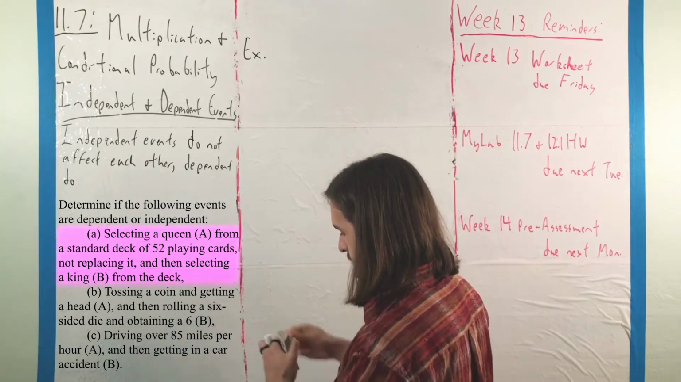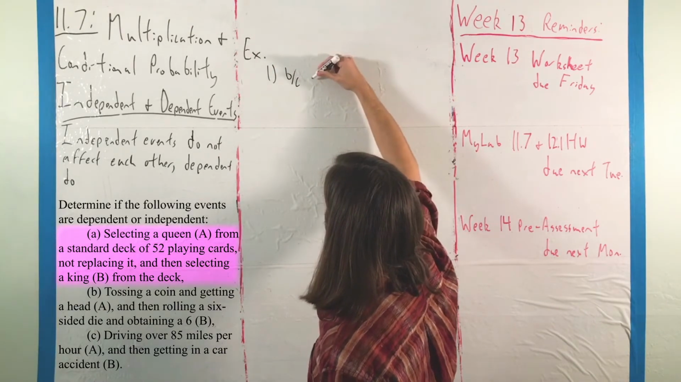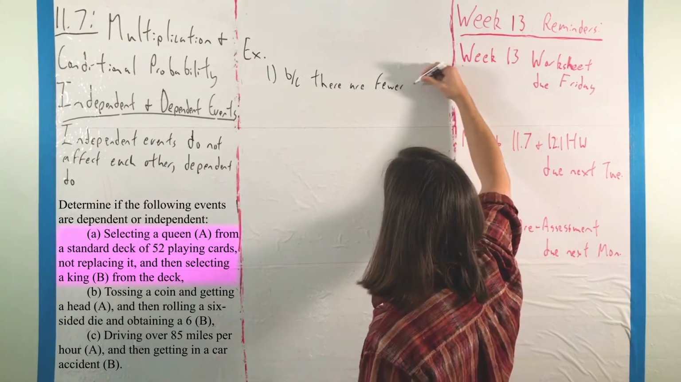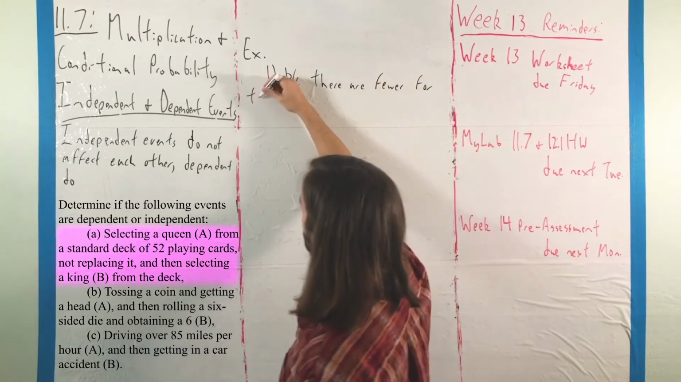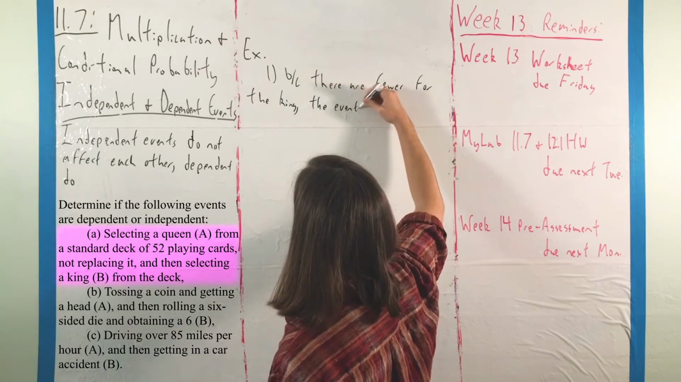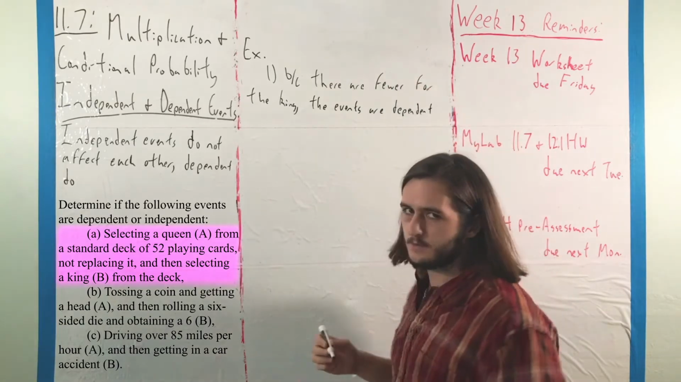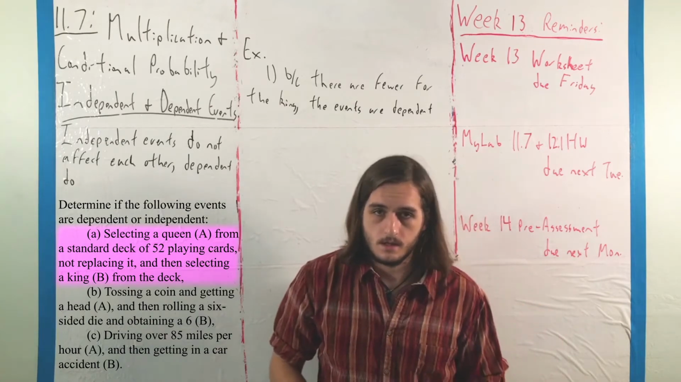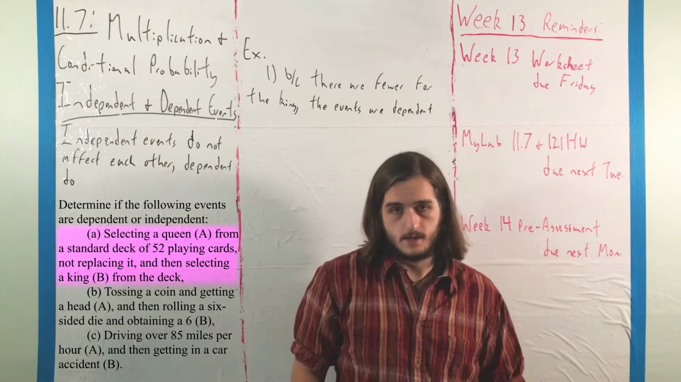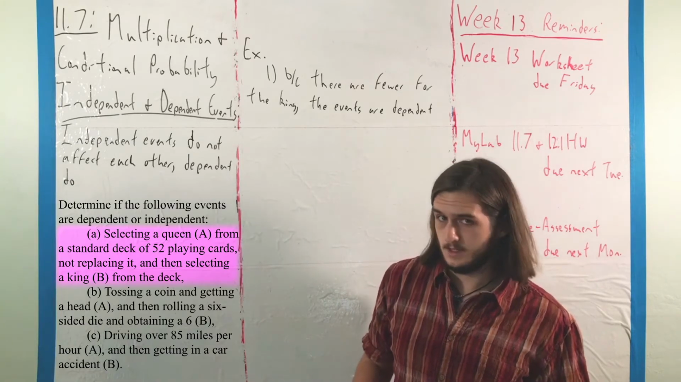So, in the first case, because there are fewer options, in particular there are fewer for the second, the king, the events are dependent. If I want to be more specific about how I'm saying that, I would say that the drawing of the king depends on the drawing of the queen. Even though the probability is still very close, well, it did change.